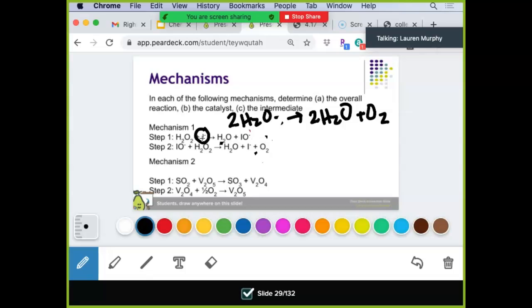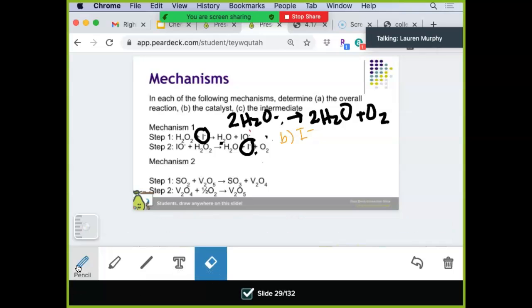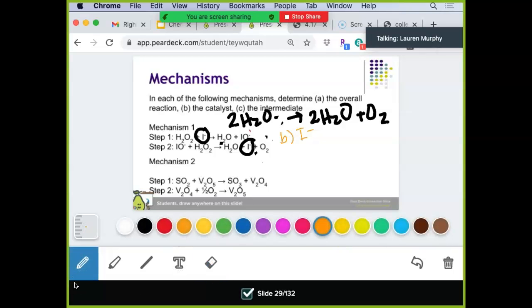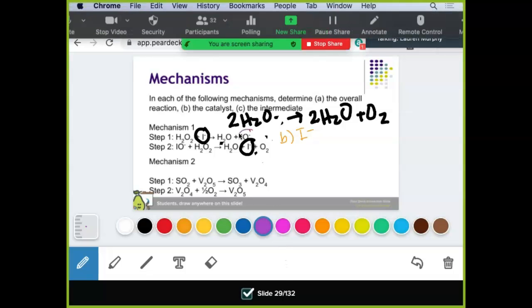Look at the I minus. It goes into the reaction and it comes out unchanged. Iodide in the beginning, iodide at the end. That is your catalyst. Now, an intermediate is something that is produced in one of the steps and then gets used back up in a subsequent step. So do you see anything that gets produced and then gets used back up? The IO minus, very good.